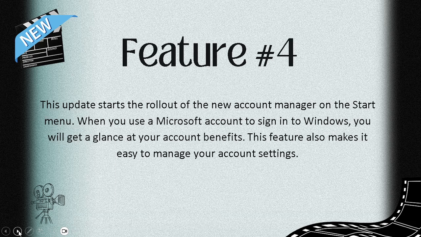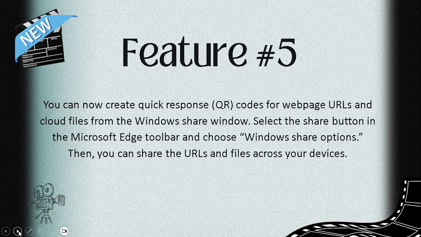Feature number 4 is an update that starts the rollout of the new account manager on the start menu. When you use a Microsoft account to sign into Windows, you will get a glance at your account benefits, and this feature also makes it easy to manage your account settings. Next, they give an option to select the share button in the Microsoft Edge toolbar and choose Windows share options. Then you can share the URLs and files across your devices.